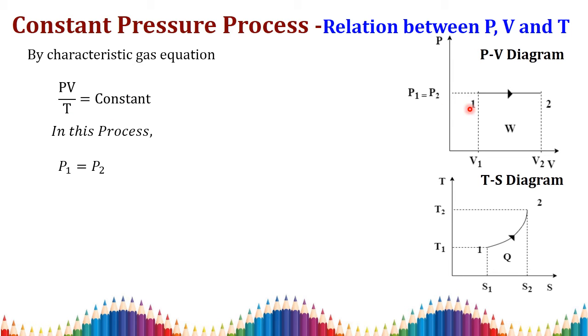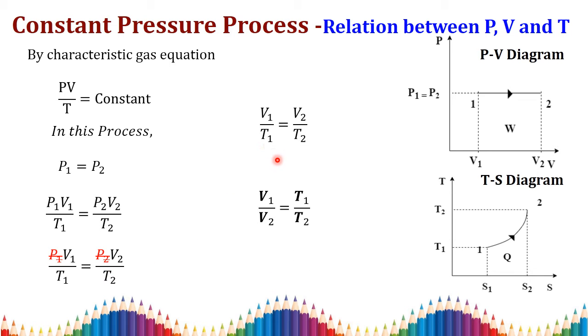And again, as we all know, it is a constant pressure process. P1 is equal to P2. So apply this condition. What can you get? I can write this equation as P1 V1 by T1 is equal to P2 V2 by T2. In this process, pressure is equal, so I am cancelling these two terms. Then our equation will be V1 by T1 is equal to V2 by T2.